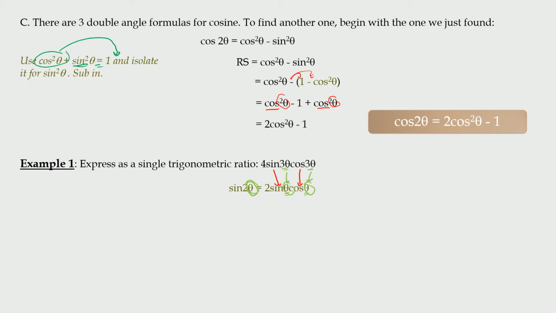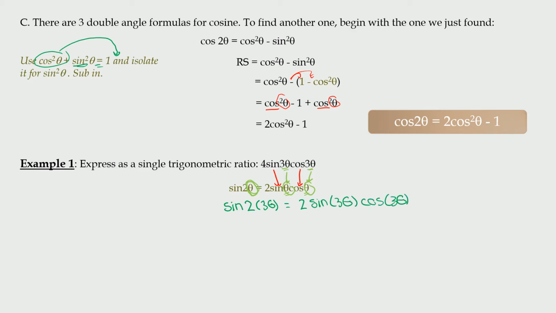So what I'm going to write here, let me pick a darker color, is sine of 2 theta. But instead of theta, remember I'm replacing that with a 3 theta so that I can get it to match. And I'm going to replace these ones as well: 2 sine 3 theta and cos 3 theta.